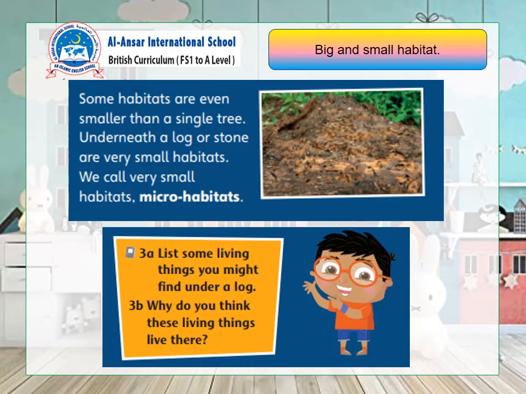Some habitats are even smaller than a single tree, maybe underneath a log. A log is a small piece of wood. Or some habitats are just stones or shells. If you have been to the beach, you might have seen sometimes some tiny little crabs live in a shell. So their shell is their habitat. It's their home, like a snail. So we call these very small habitat. They are known as micro habitat. Micro means small, very small.